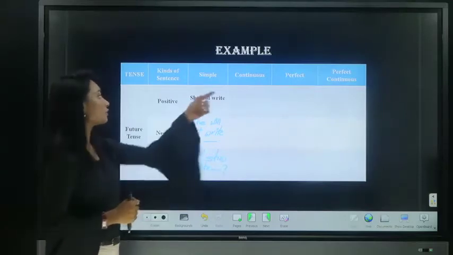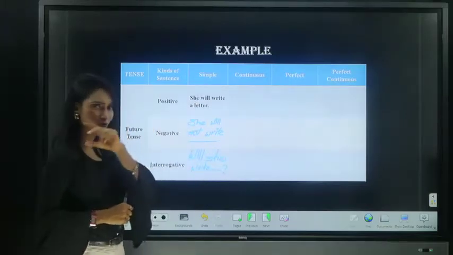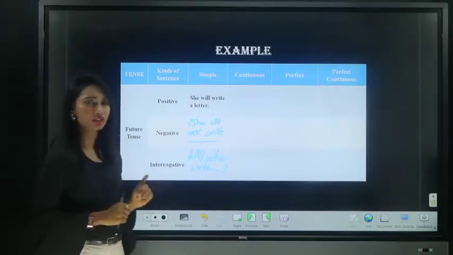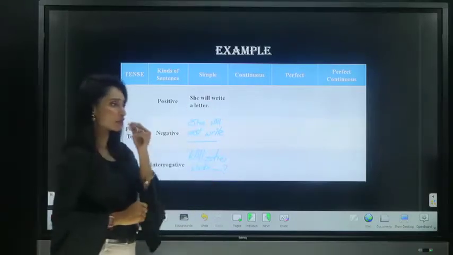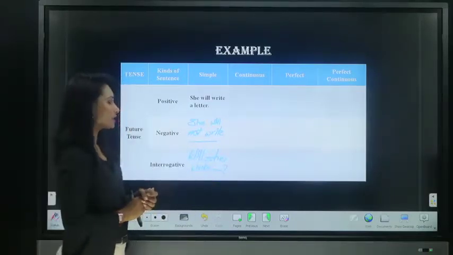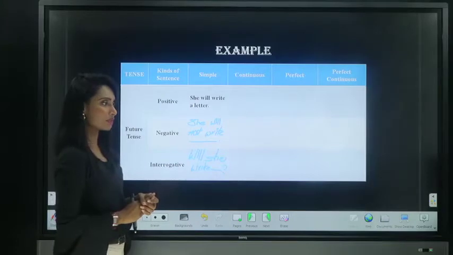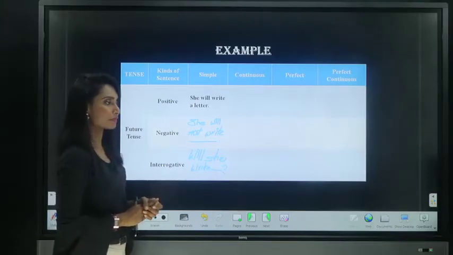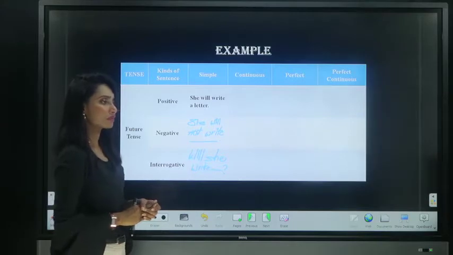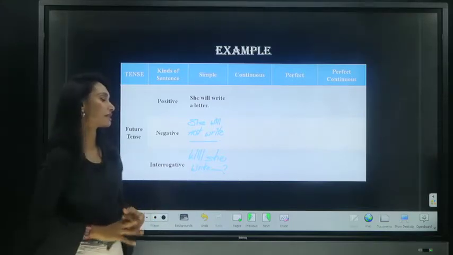Now, future continuous. Write positive for future continuous. Enough. Don't write negative and interrogative. Just go with future continuous positive sentence. What is future continuous? Quick. Future continuous positive sentence.